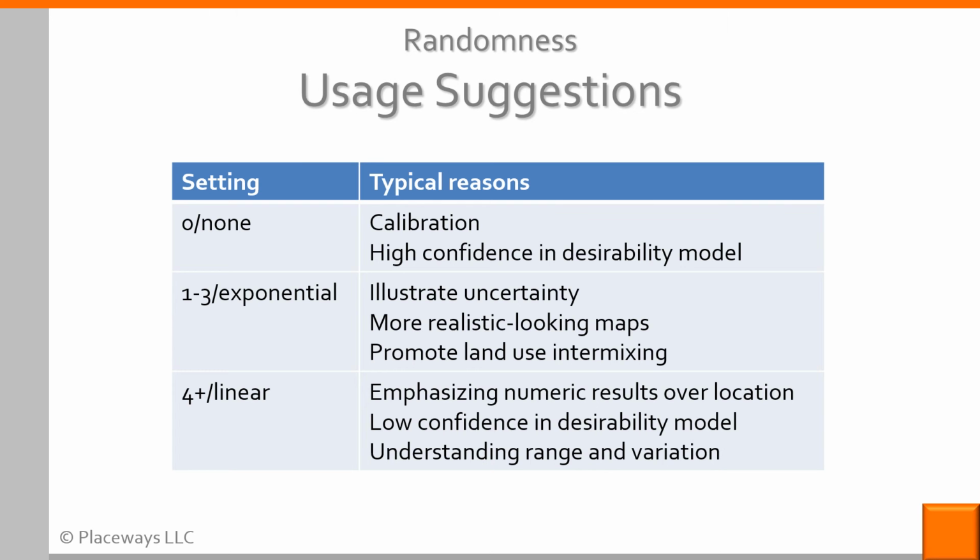Don't use any randomness when you are setting up or calibrating your desirability model. Do use a small amount to illustrate the uncertainty in your model and to promote intermixing when allocating more than one land use. Use higher settings when your focus is on allocation amounts rather than existing locations, or when your desirability scores have low statistical significance.